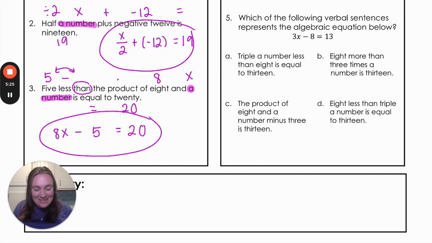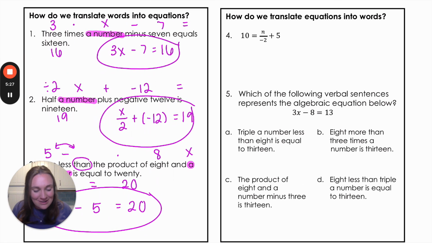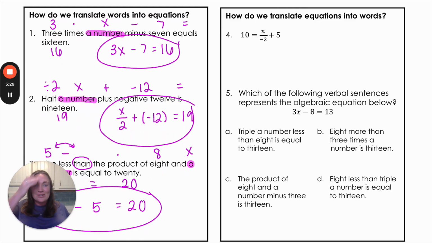All right, let's look at another one together. So number 4, how do we translate equations into words? So if they give us the equation and they want us to write a statement, right? Obviously there's going to be a million different ways that we could do this. So let's just do a basic one together.